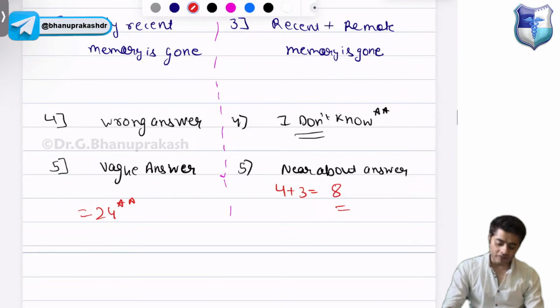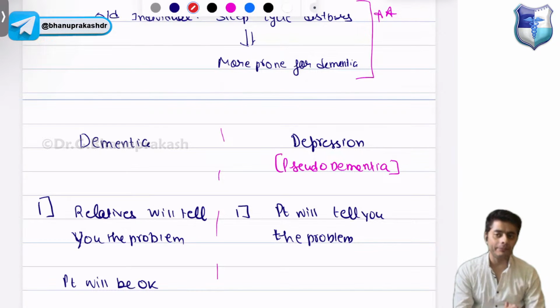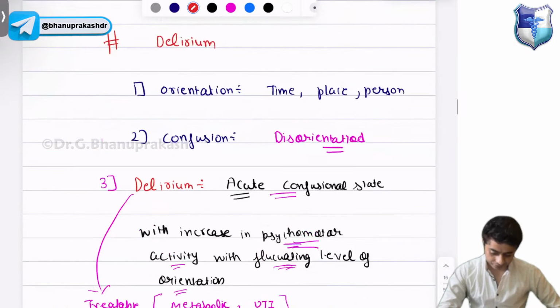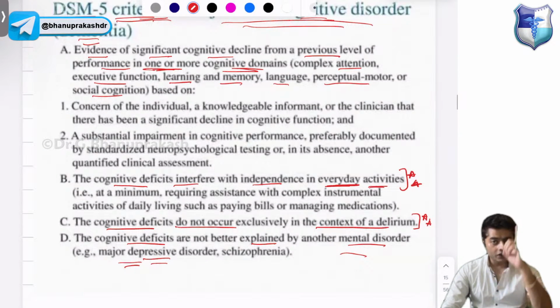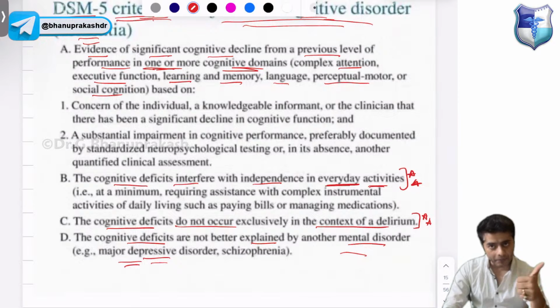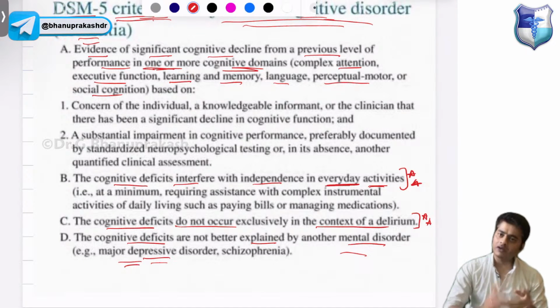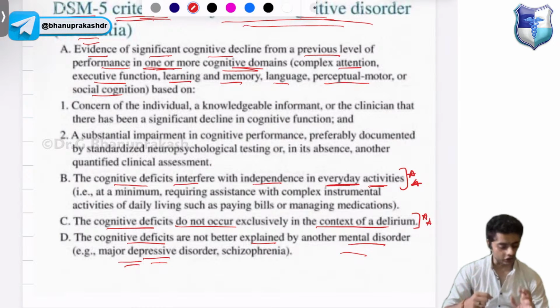Yeah, Manmohanji. So everyone has got how to differentiate between dementia and depression. Before we label any patient as dementia, we should first rule out the delirium part and rule out the depression part. We know the difference between dementia and delirium, and we know the difference between dementia and depression also.